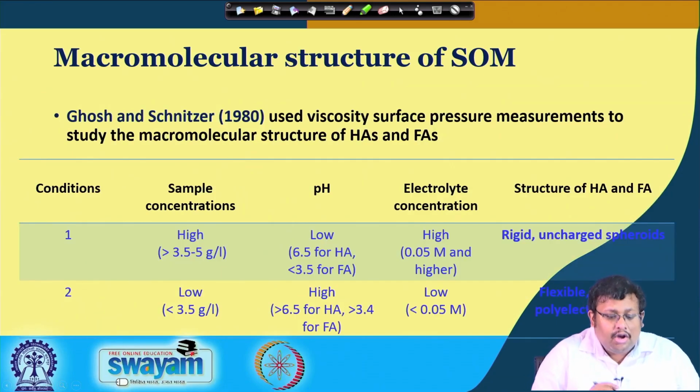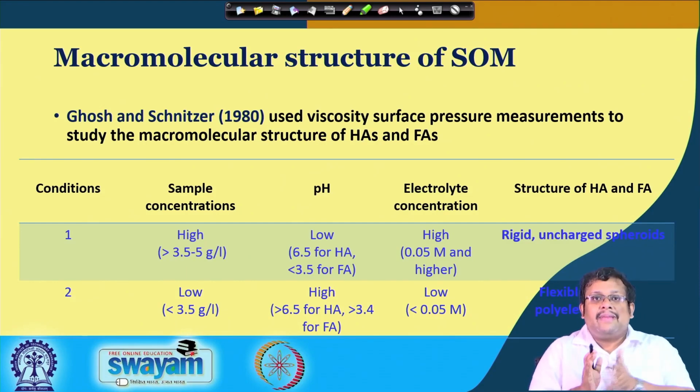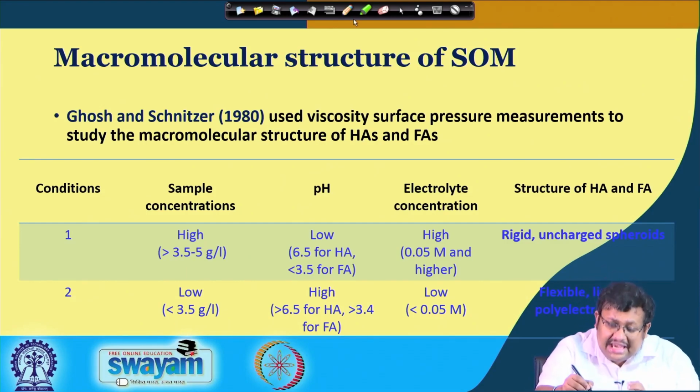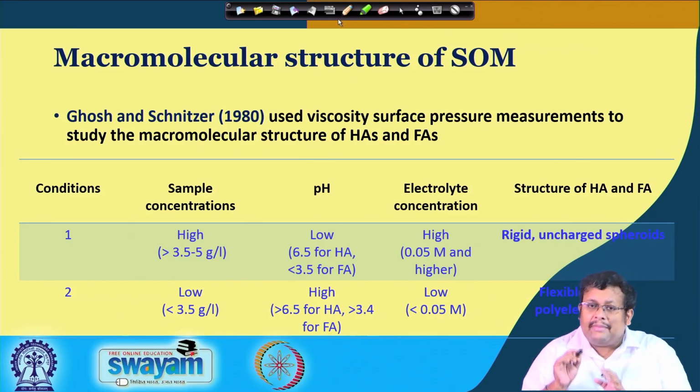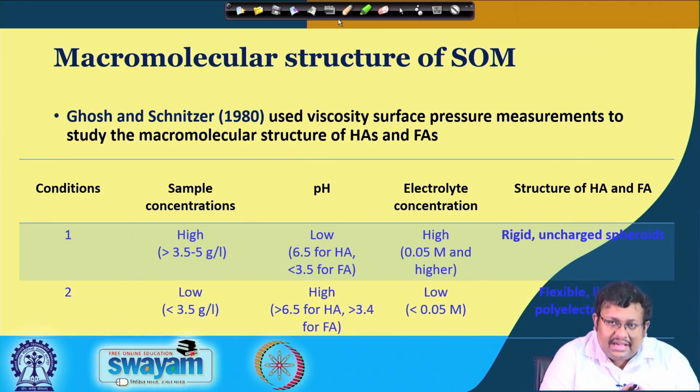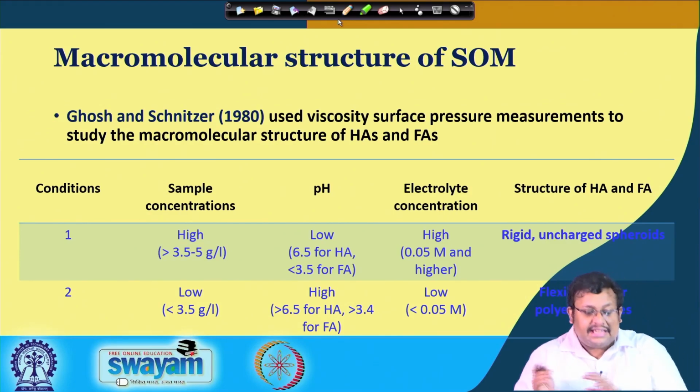matter. Now, Ghosh and Schnitzer in 1980 used viscosity and surface pressure measurements to study the macromolecular structures of humic acid and fulvic acid, and we have seen that these are some of the primary conditions based on which the macromolecular structures of different humic acid and fulvic acid molecules basically change.